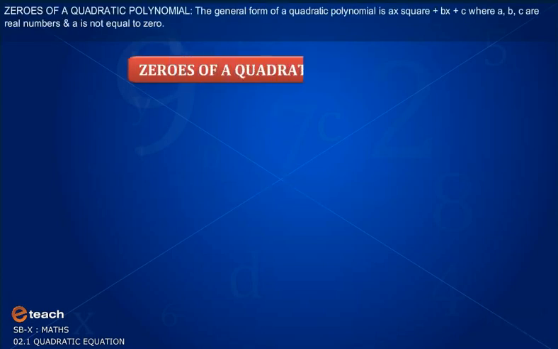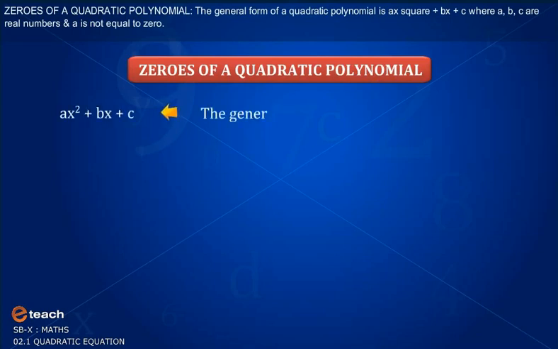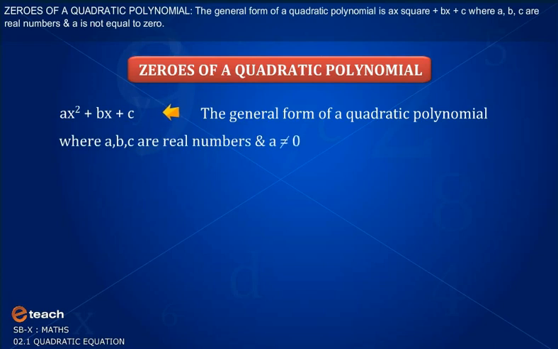Zeros of a quadratic polynomial. The general form of a quadratic polynomial is ax square plus bx plus c, where a, b, c are real numbers and a is not equal to 0.